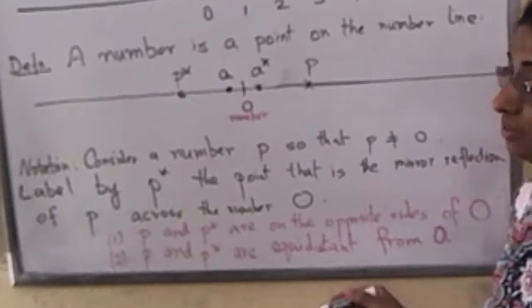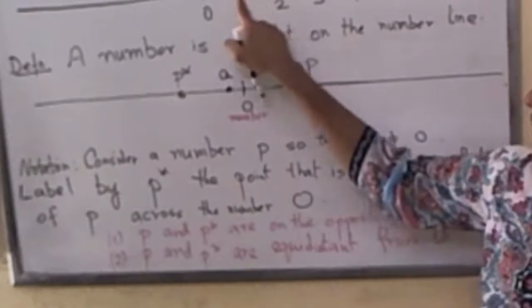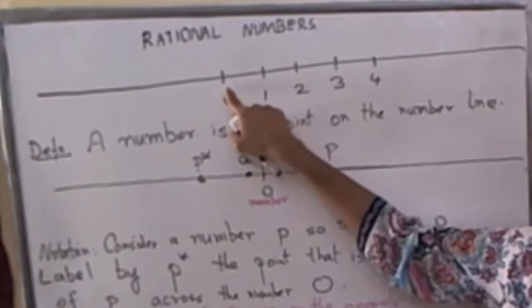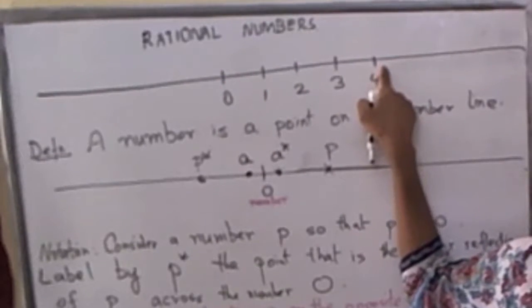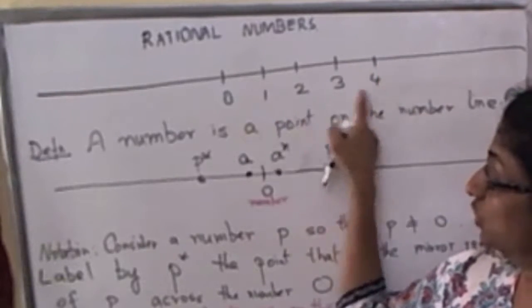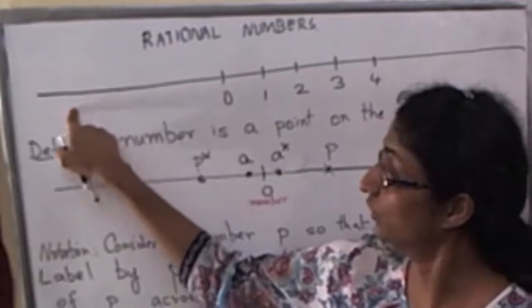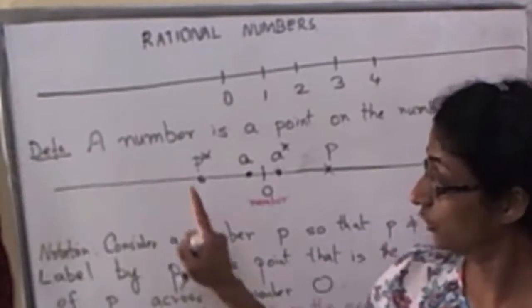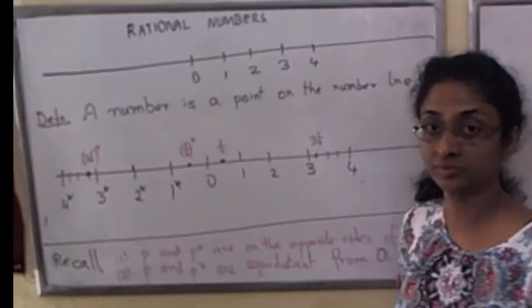Keep this notation in mind, and now because we know the labels of these points 0, 1, 2, 3, 4, we should now be able to label the mirror reflections of all of these points on the left hand side by 1 star, 2 star, 3 star and 4 star. So let's do that right now.